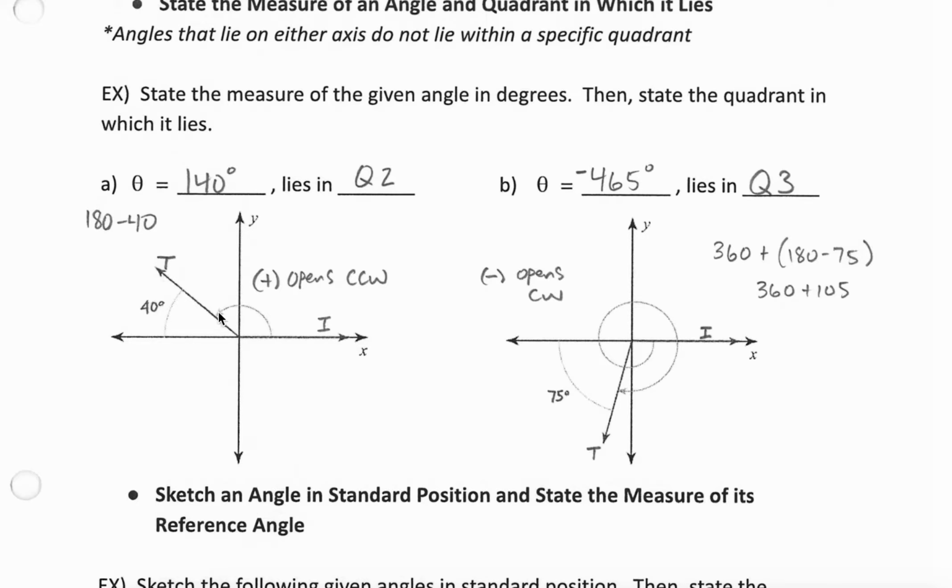The terminal side ended up in that second quadrant, so it lies in quadrant 2. You don't have to spell out quadrant. You don't have to use Roman numerals for your quadrant names. You could use capital Q and just the numbers that we're used to.